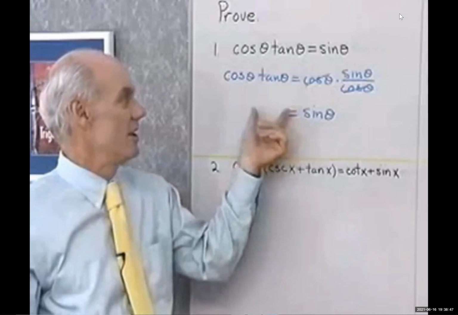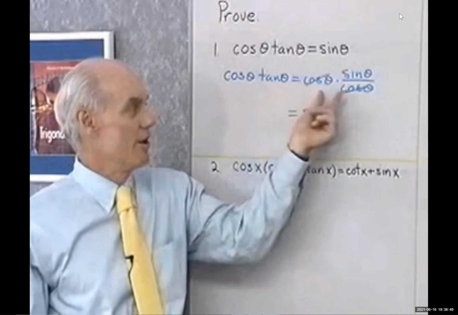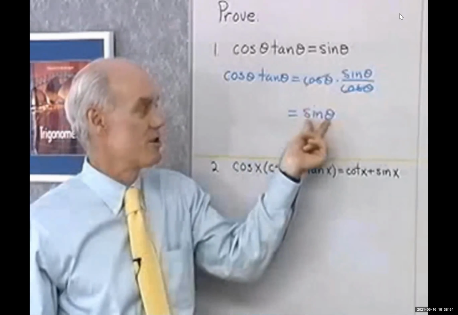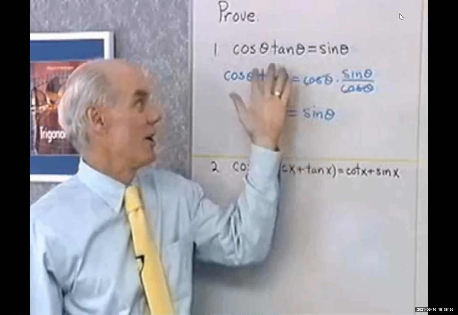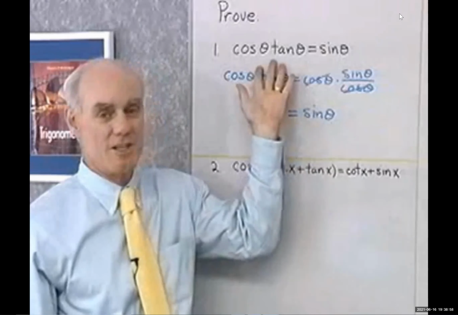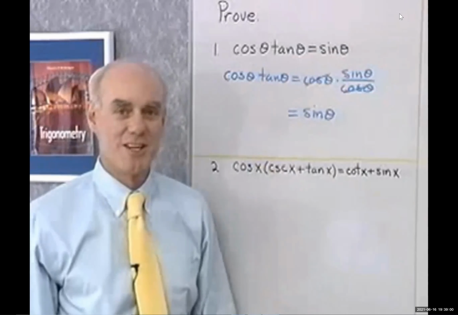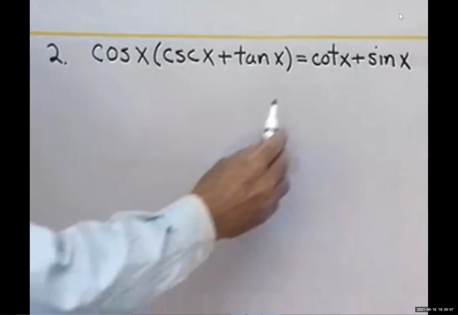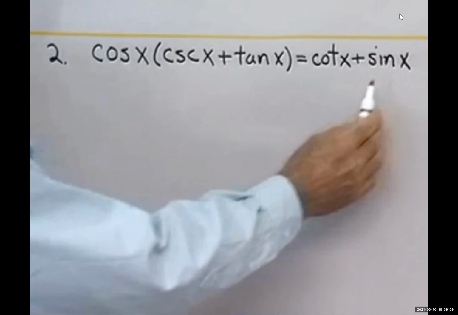So I've succeeded in taking this expression and with a little bit of identities from trigonometry and a little bit of algebra here, simplifying it into sine theta. So I've proved that cosine theta times tangent theta is always equal to sine theta. Here's our next one. I want to show that cosine x times cosecant x plus tangent x is equal to cotangent x plus sine x.